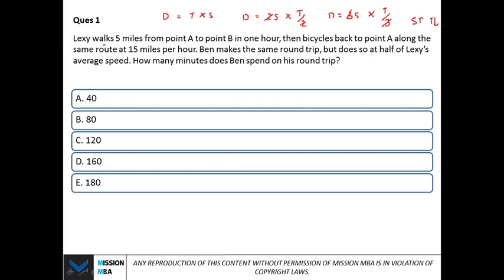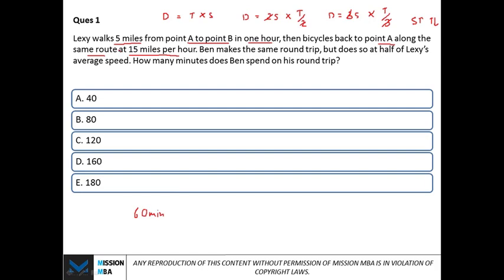Have a look at this question. Lexi walks 5 miles from point A to point B in 1 hour. Then bicycles back to point A along the same route at 15 miles per hour. So guys, it's quite clear that she goes 5 miles in 1 hour. So she has taken 60 minutes.